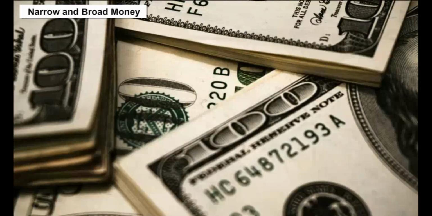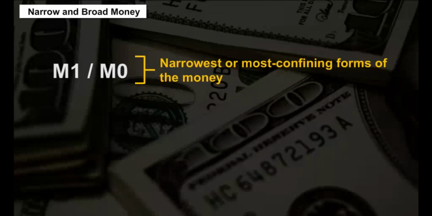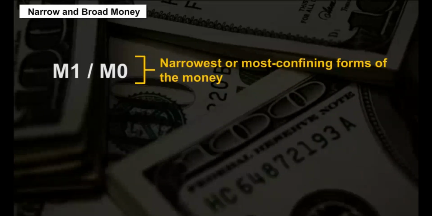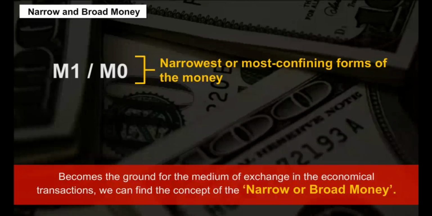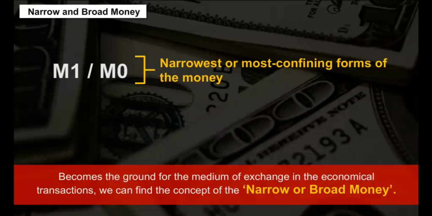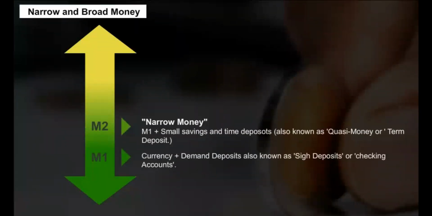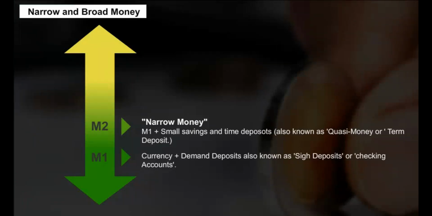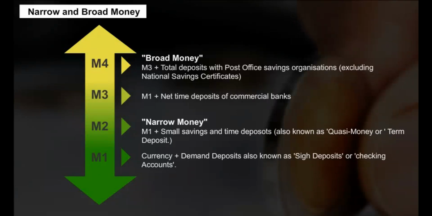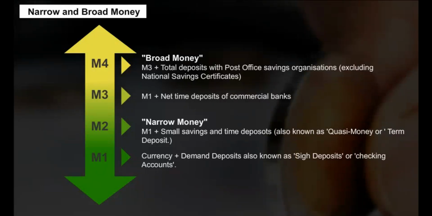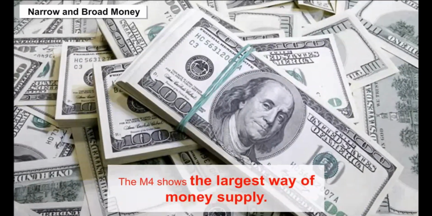Narrow and broad money. From the calculation where M1 or M0 is the narrowest or most confining form of money and becomes the ground for the medium of exchange in economic transactions, we can find the concept of narrow or broad money. In general, M1 and M2 depict the narrow form of money, and M3 and M4 signify broad money. M4 shows the largest measure of money supply.